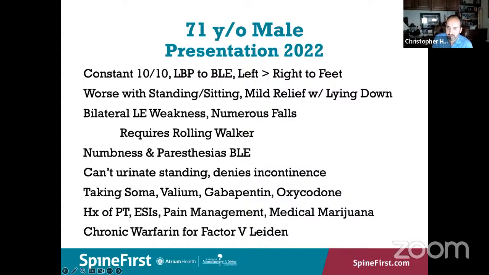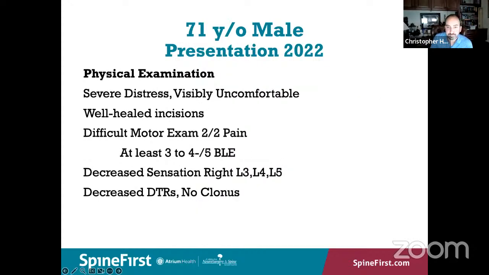He could only mobilize very short distances with a rolling walker, and had diffuse sensory symptoms in both legs, both numbness and paresthesias. He was unable to urinate while standing, but denied frank incontinence. He was using a handheld urinal lying down. He was on Soma, Valium, gabapentin, and oxycodone. He had a history of lots of conservative treatment and multiple pain management practices. And he was on chronic warfarin for factor V Leiden, just to make things a little bit more interesting.